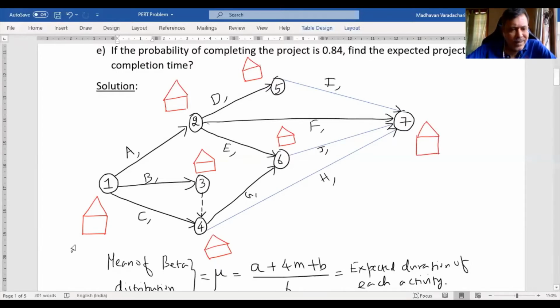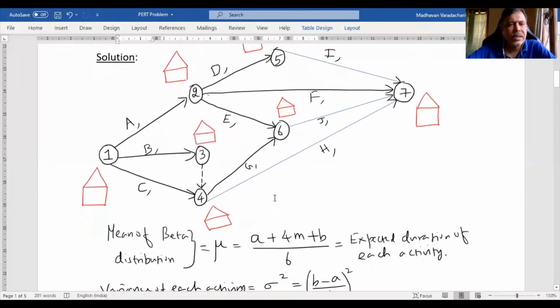All these rectangles I will use when I go forward, starting from node 1 until I reach node 7. Whatever cumulative time I calculate, I will fill in the rectangles. And when I come backward, that means when I start from node 7 and reach node 1 sequentially in descending order, I will fill it in the triangle.